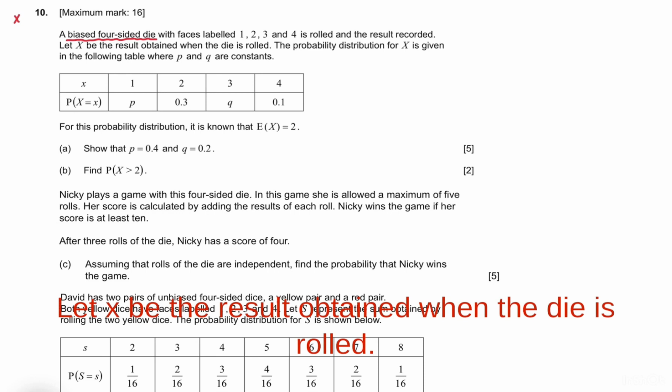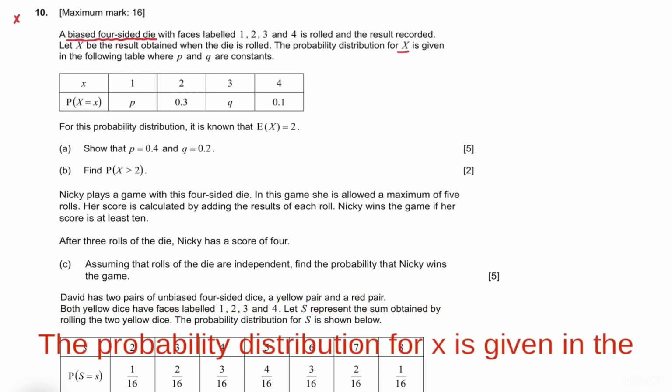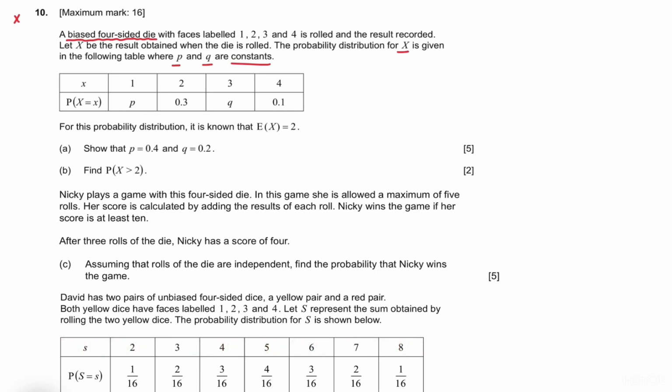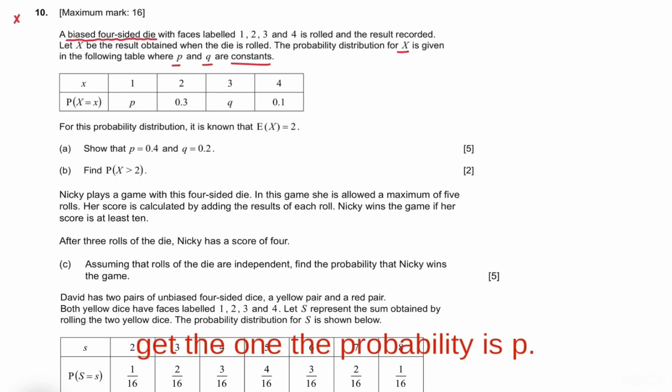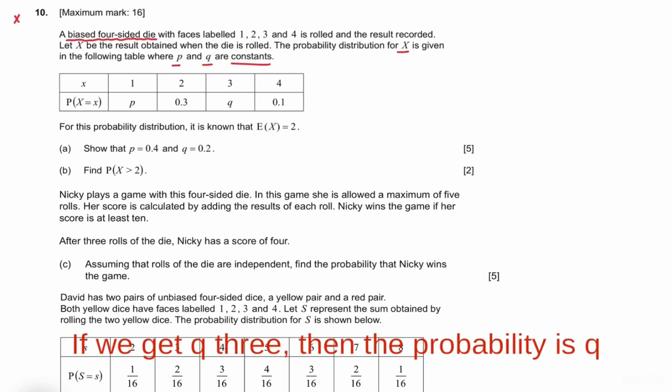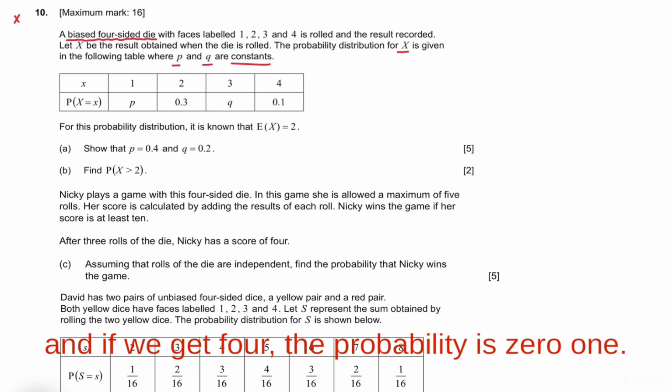Let x be the result obtained when the die is rolled. The probability distribution for x is given in the following table where p and q are constants. So it is given that if we get 1, the probability is p. If we get 2, the probability is 0.3. If we get 3, then the probability is q. And if we get 4, the probability is 0.1.